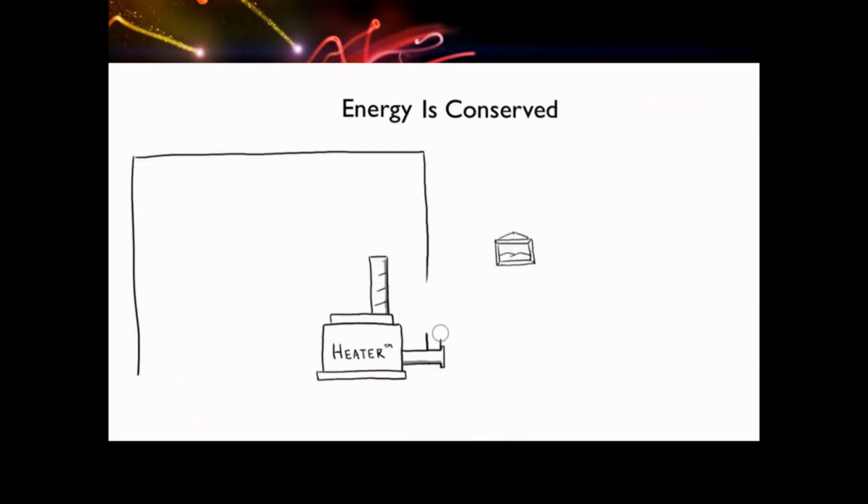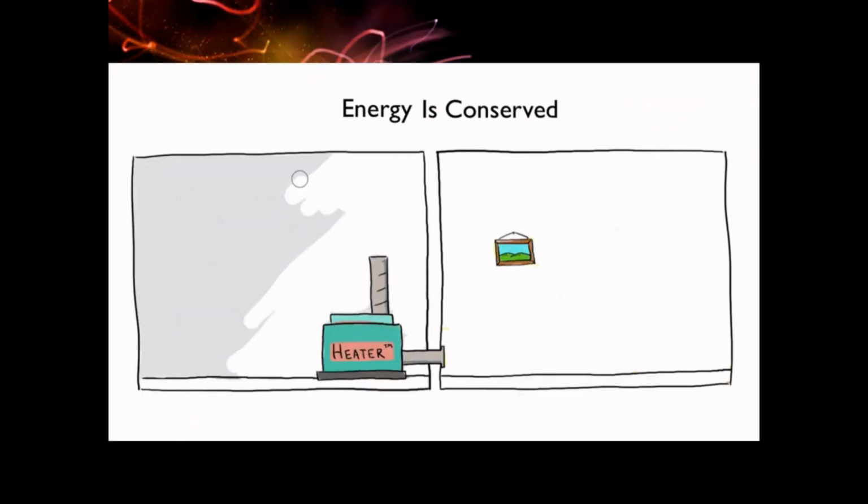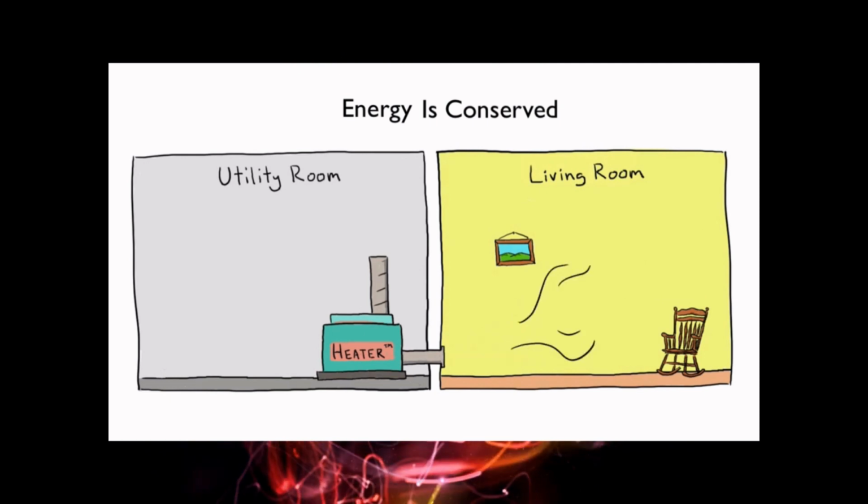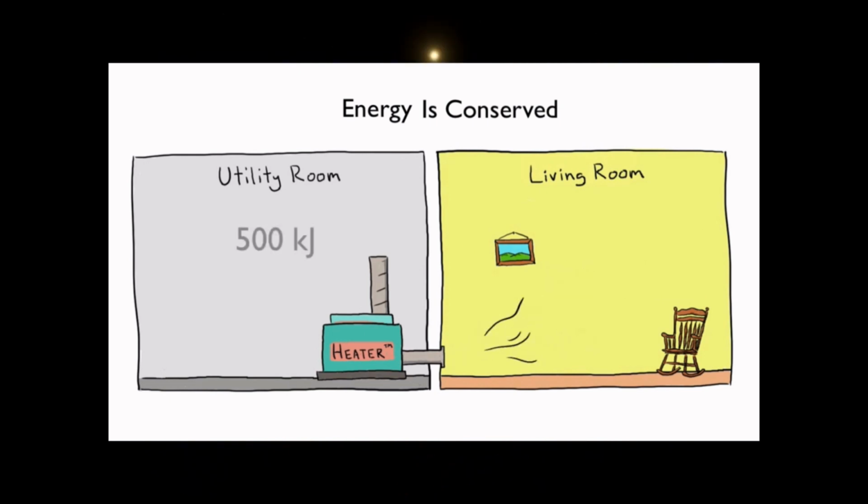Let's look at a simple example to illustrate the point. A utility room with a heater pumps 500 kilojoules of heat into a living room. If the heater delivers 500 kilojoules of heat, the living room receives 500 kilojoules of heat, and no more or less than that. But suppose there's a toy car with a sail by the heating vent. The warm air flowing into the room pushes on the sail, which gets the car moving.